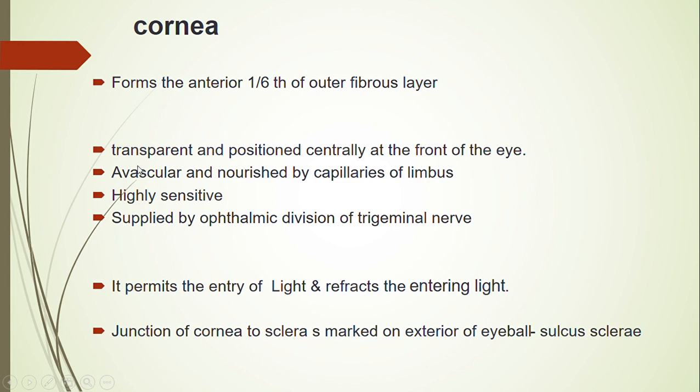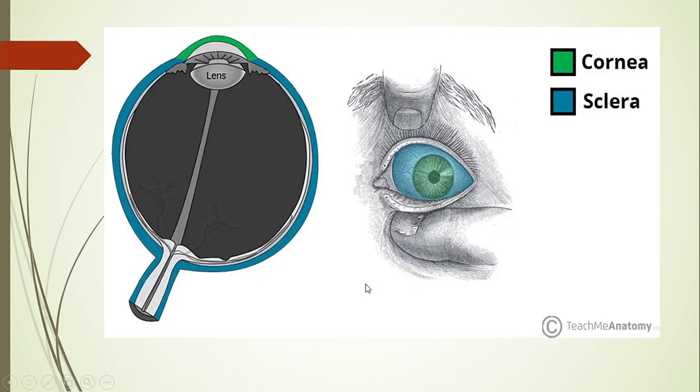The cornea is highly sensitive and supplied by the ophthalmic division of the trigeminal nerve. It permits the entry of light and refracts the entering light. It permits this because the rest of the external cover of the eyeball is opaque and will not permit the entry of light. Only the cornea is transparent, so the entry of light occurs through the cornea only.